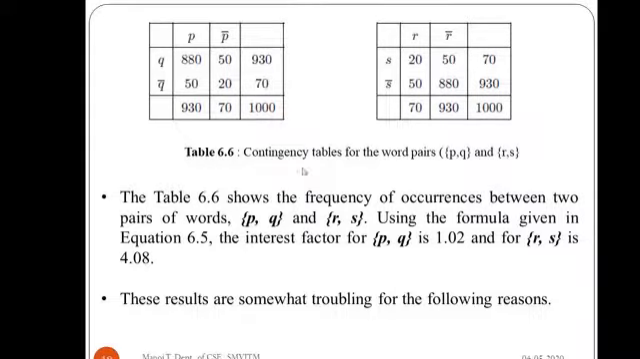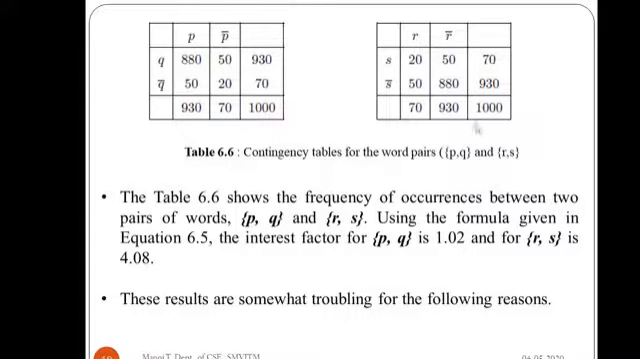How do you calculate the interest factor for P implies Q? It is very simple. In the numerator you take the support S of P implies Q, and in the denominator S of P into S of Q. S of P implies Q is 880 divided by 1000, so 0.88 in the numerator. S of P is 930 divided by 1000, 0.93. S of Q is also 930 divided by 1000, that is 0.93. So if you calculate that, it comes to around 1.02.